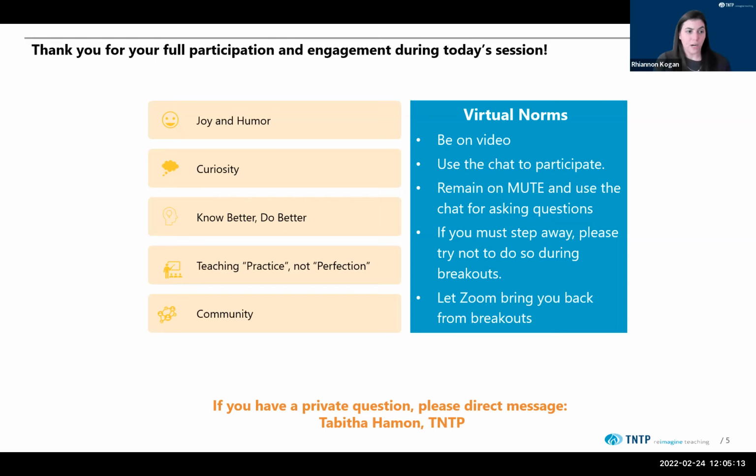In addition to being present, we have a few additional values and shared norms that I'd like to embrace today. As you scan through these values, I'd love to highlight teaching practice, not perfection. We'll spend a lot of our time grappling and honing our vision for strong ELA instruction, and there may be some dissonance in that, so I encourage you to embrace that experience and be open to others' thoughts. Finally, if you have a private question, feel free to shoot it to Tabitha Hammond in the chat. We're all happy to answer your questions, but it's sometimes difficult to monitor the chat and facilitate at the same time. Tabitha will be happy to answer any questions that come up.